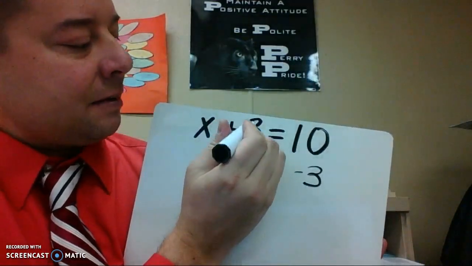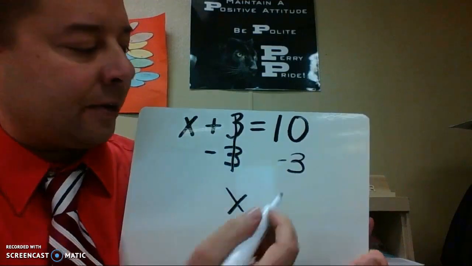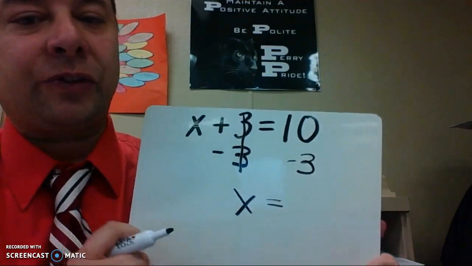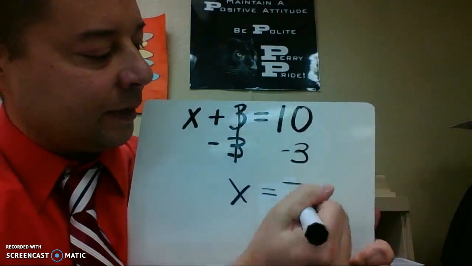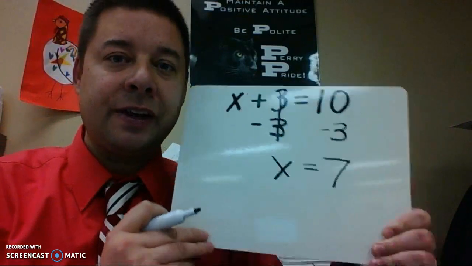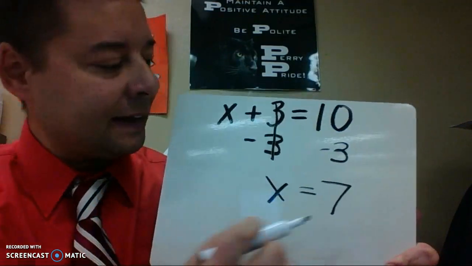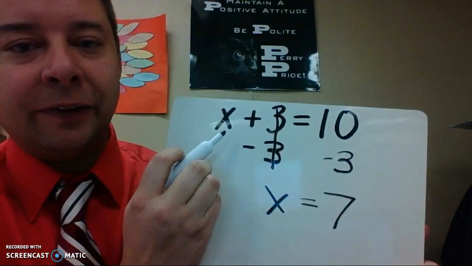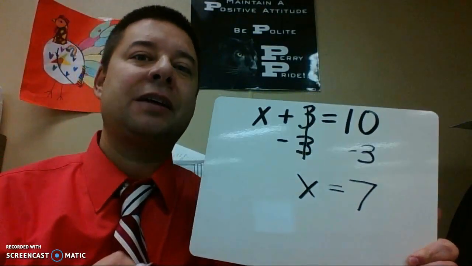Over here, 3 minus 3 is just going to leave me with x. So I can simplify that down on the left side of my equal sign. And then I have 10 minus 3. Well, 10 minus 3, that's going to give me 7. So x equals 7. I've just solved this equation by using the inverse operations. I could take my 7 and plug it in back up here. 7 plus 3 equals 10, and I can double check and make sure that I know I'm right, and I am. So that's how we solve a single equation.